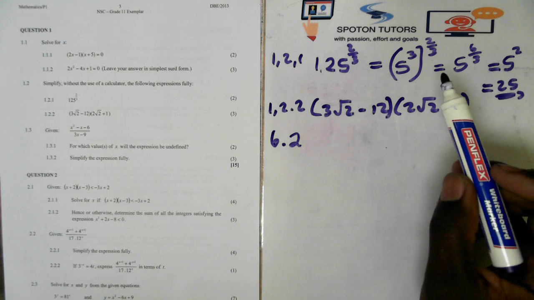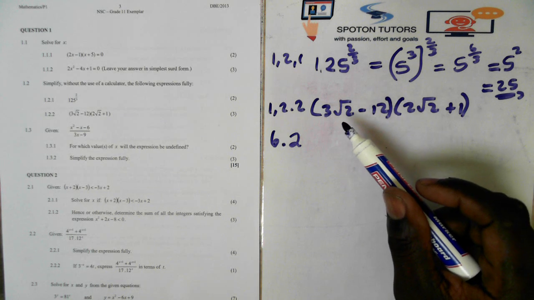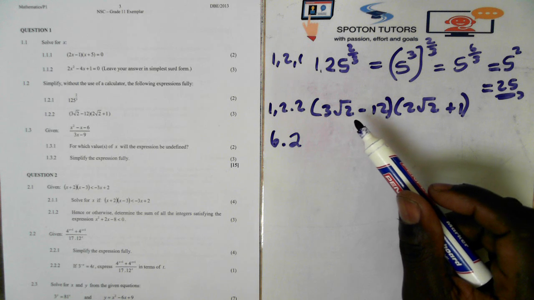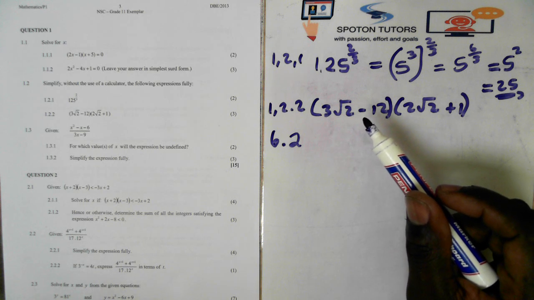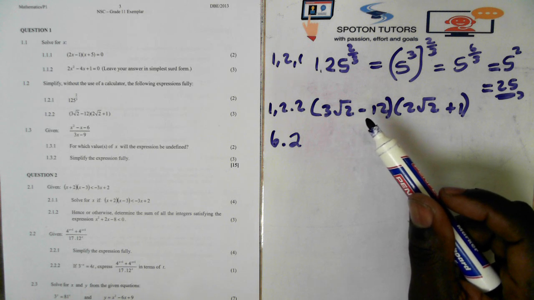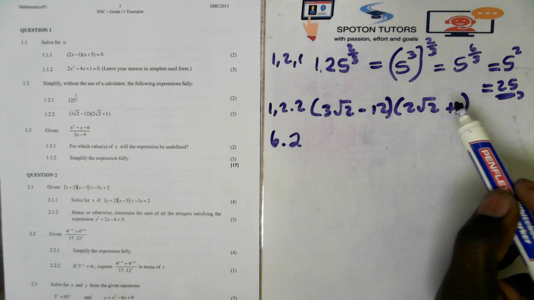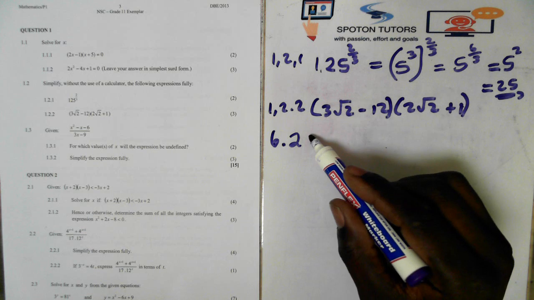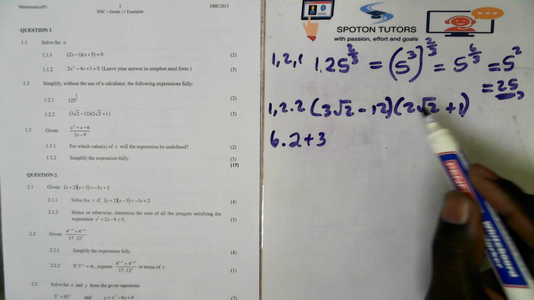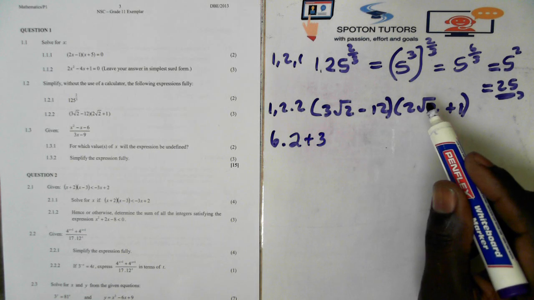Then we come to negative 3 times 1, positive 3 times 1. Positive 3 times 1 is positive 3. Then we move on.